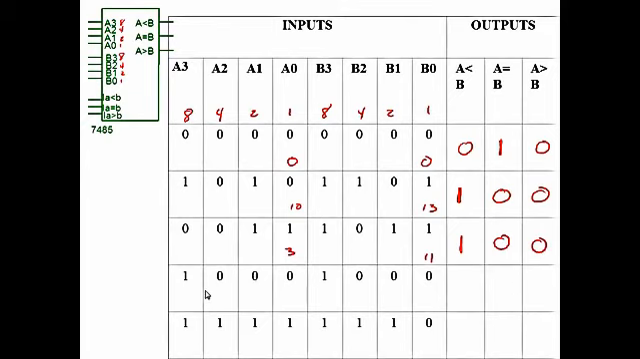For this one, we've got an 8. And for this one, we have an 8. So they're equal to each other. So you put a 1 on the equal, low on the other two. This one, we have 8 plus 4 plus 2 plus 1, which is 15. And this one, we have 8 plus 4 plus 2, which is 14. Well, in this case, A is larger than B. So A is greater than B. Put a 1 there and a low in the other two.